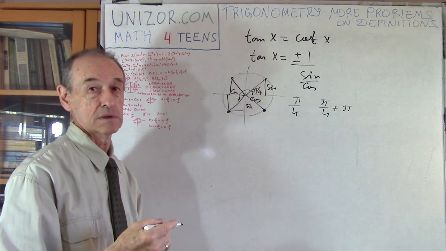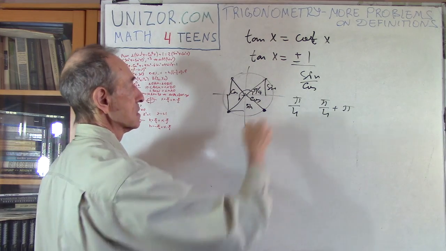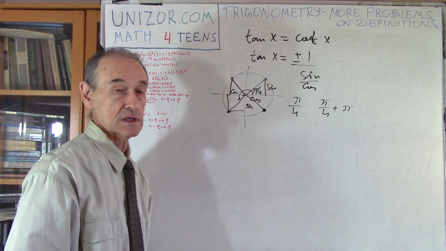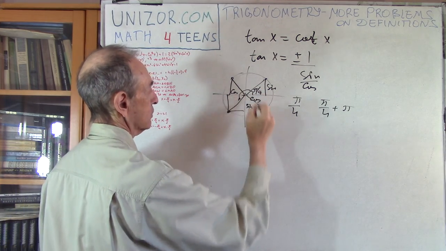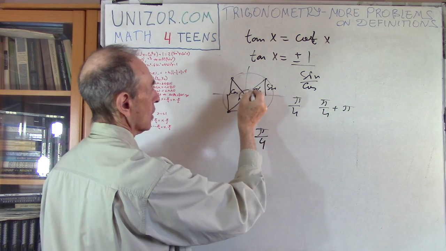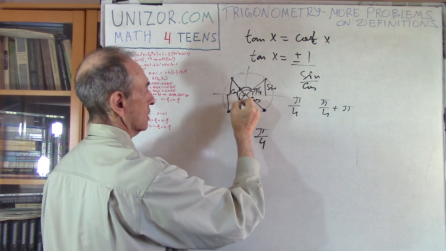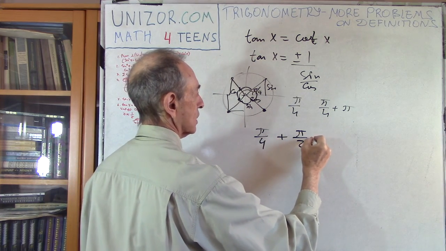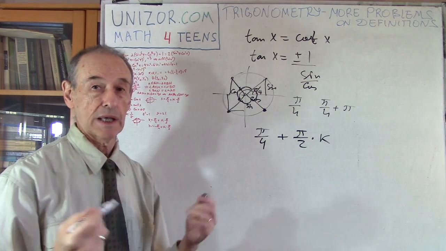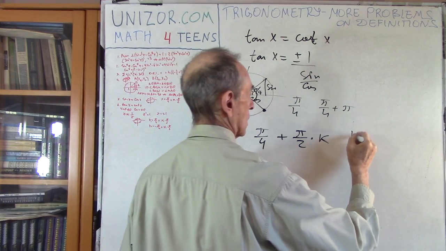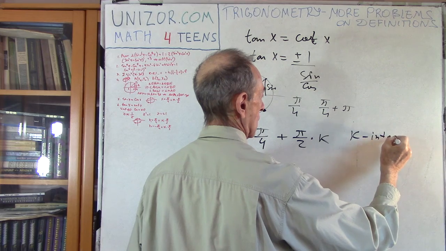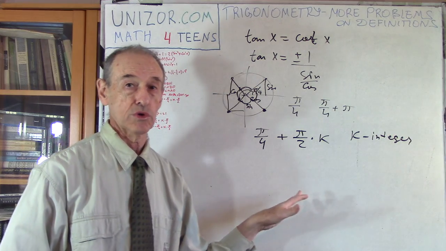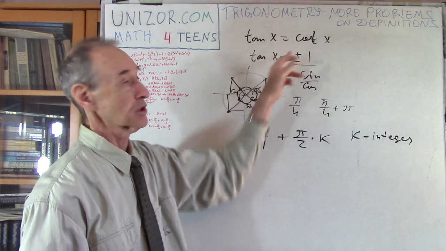Now we have to express it trigonometrically, considering that the angle can be greater than 360 degrees. So this is pi over 4 plus 90 degrees. So it's plus pi over 2 times k, where k can be any integer number. K is an integer. So that's the complete solution to this particular equation.